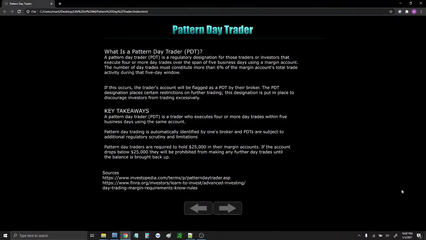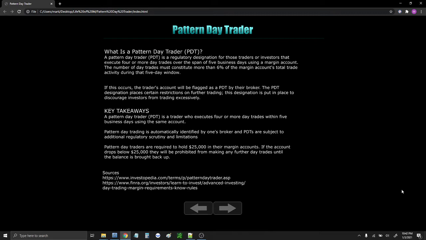Hey guys, so we're going to talk about the pattern day trader rule. Basically, the pattern day trader rule was created by FINRA to help protect new investors from overtrading and blowing up their accounts. As you can see in the definition here, there are several key takeaways that we'll discuss in more detail, which are the main areas that you want to focus on.